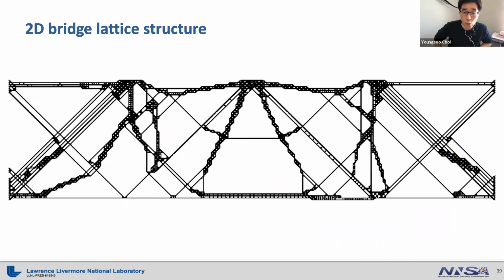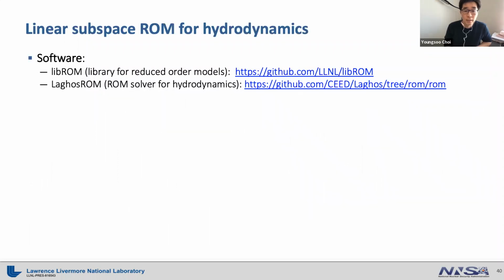All right, we have also solved the stress constraint problem for a 2D bridge lattice structure design with component-wise reduced order models. The paper about the stress constraint component reduced model is coming soon. So please stay tuned for that.